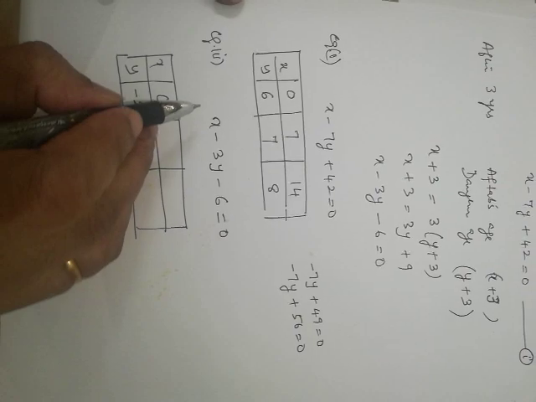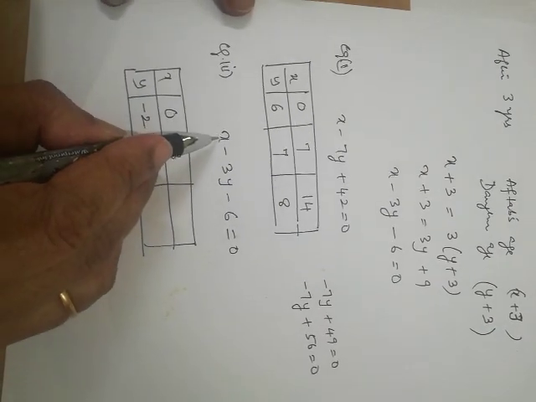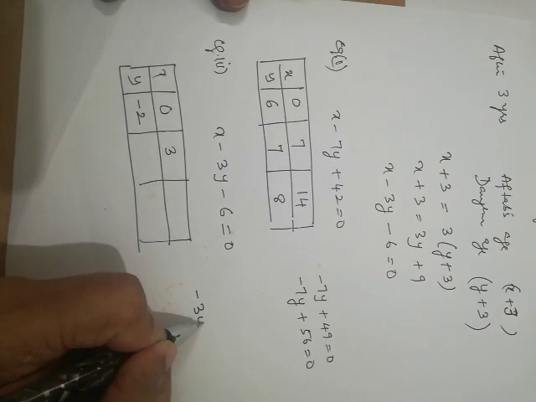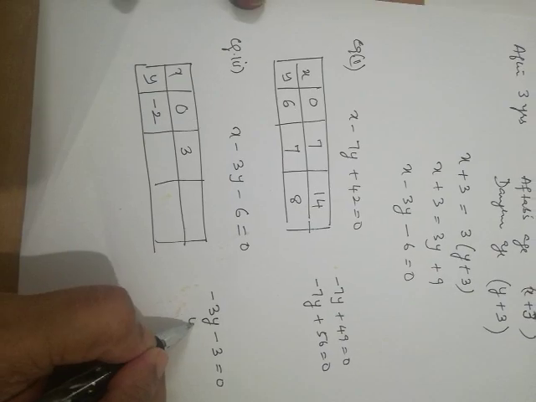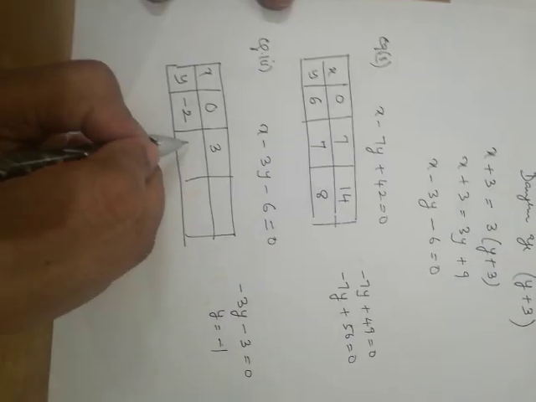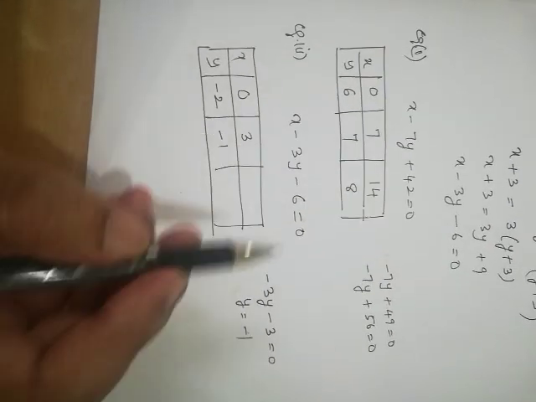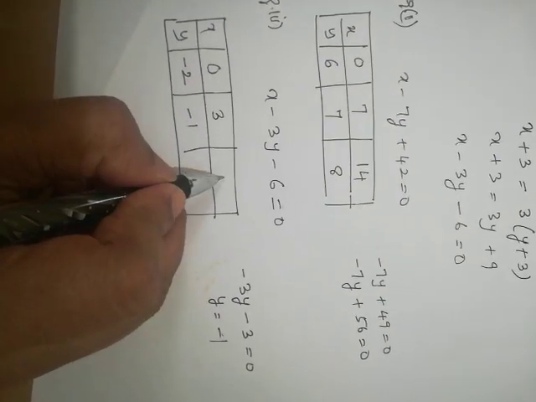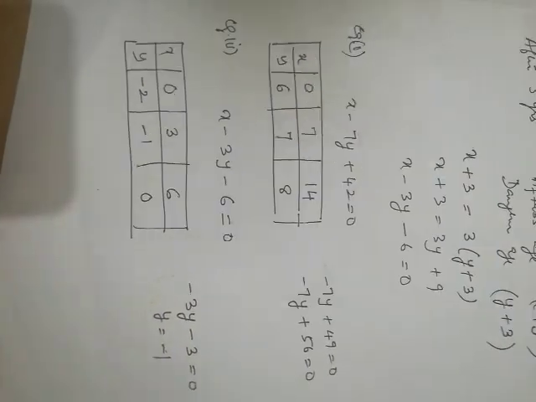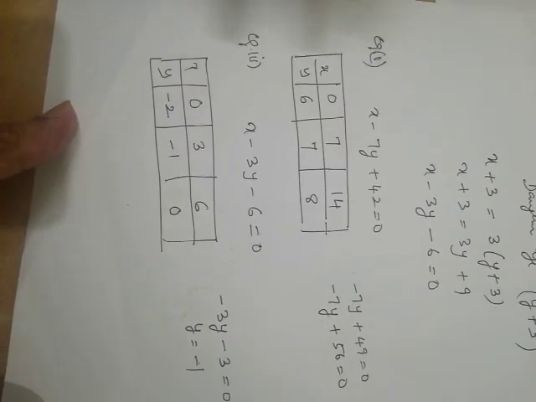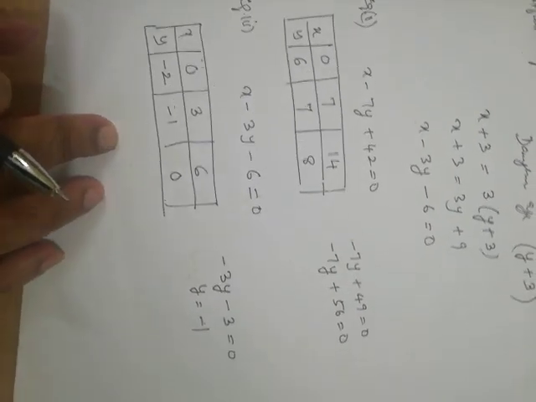So that is correct. Now let me take x is equal to 3. If you take x is equal to 3, then you get minus 3y minus 3 is equal to 0, or you get y is equal to minus 1. Correct? Minus 1. Okay. Then you can take x is equal to 6. When you take 6, 6 minus 6, 0. So y will be 0. So these are the points which you have got. Now you have to represent it on graph.